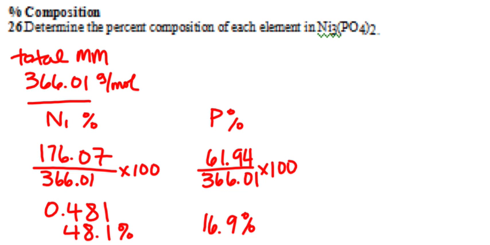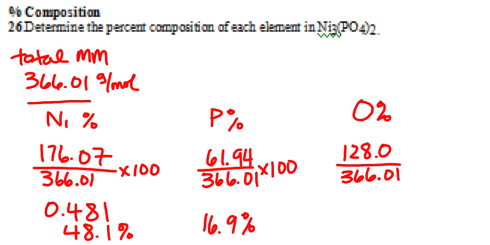All right, and then the last one is oxygen. How many total oxygen? 8. So what's 8 times 16? All right, and what's our percent of this? 35.0?